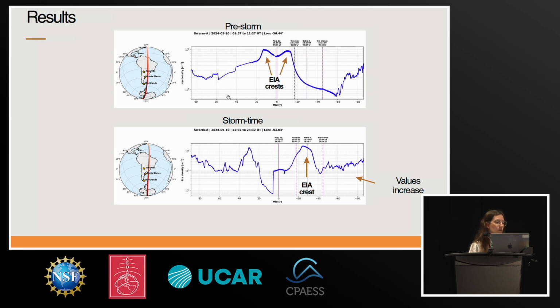Finally, we also compare the ion density measurement by Swarm. This is a pre-storm time, and we can identify these two crests of the anomaly. And for a short time, we notice that the southern crest of the anomaly moves over Bahia Blanca station. These values are increased with respect to the previous value that we saw in the pre-storm.